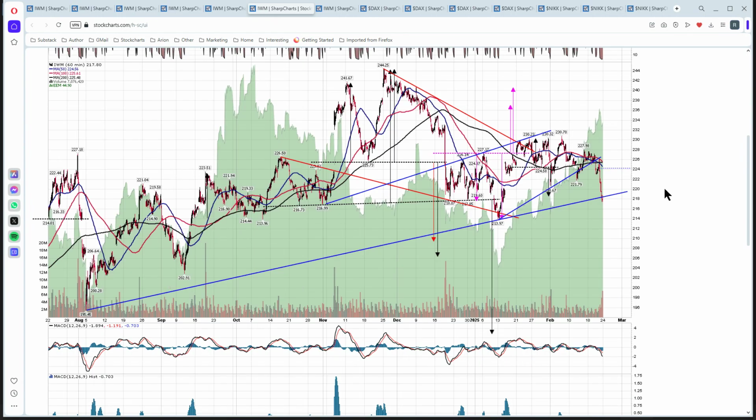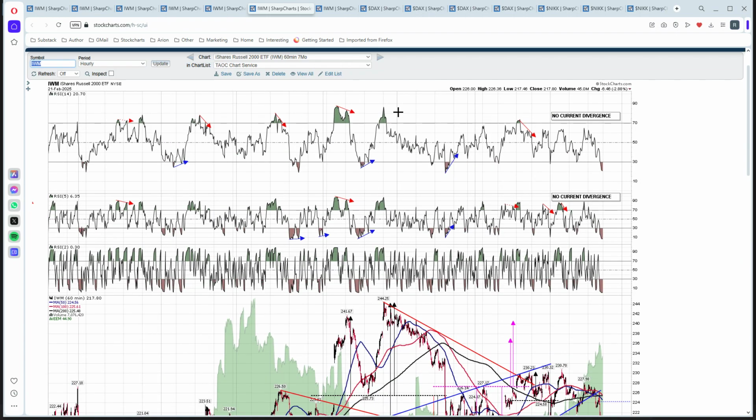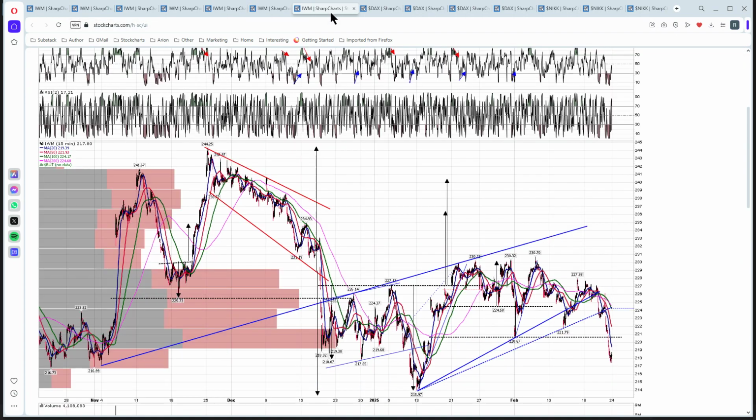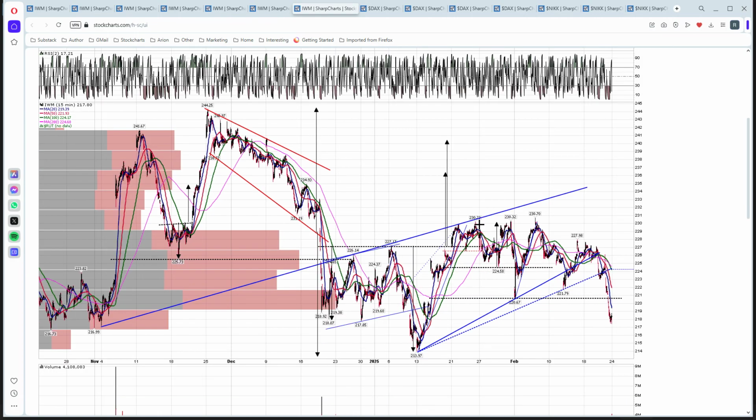But we've broken down below the rising support. I'm liking a little bounce here, and then I'm liking some further downside. I did mark in a potential level top here. I think we're likely heading back into a retest of this low at 213.97. I do think this little level top is oversized, and I'm feeling it's less reliable as a result.